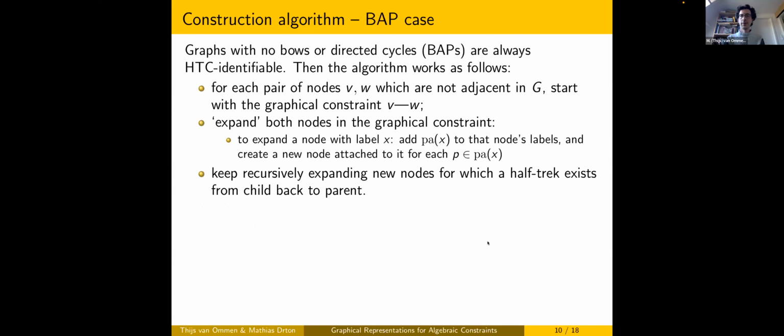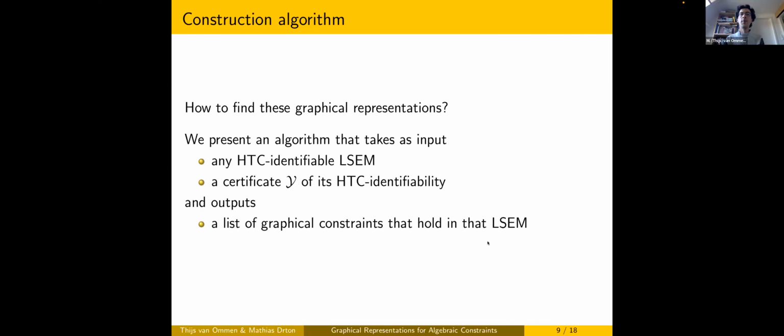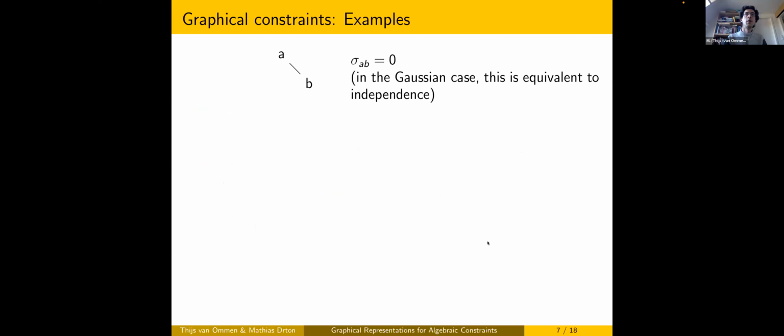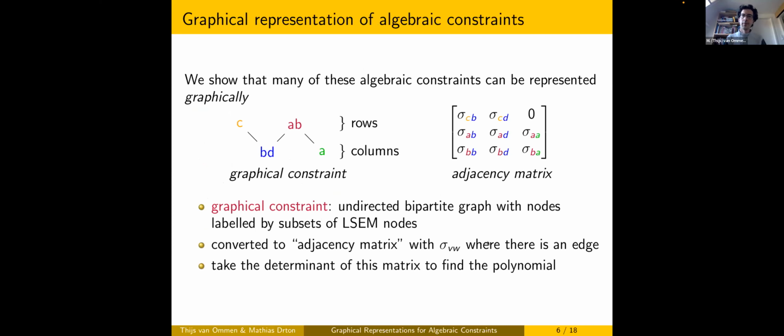So before we move on, sorry, Thijs, I think there was a question in the audience about how these graphical constraints are transcribed to polynomials. Okay. Could you explain that operation again?